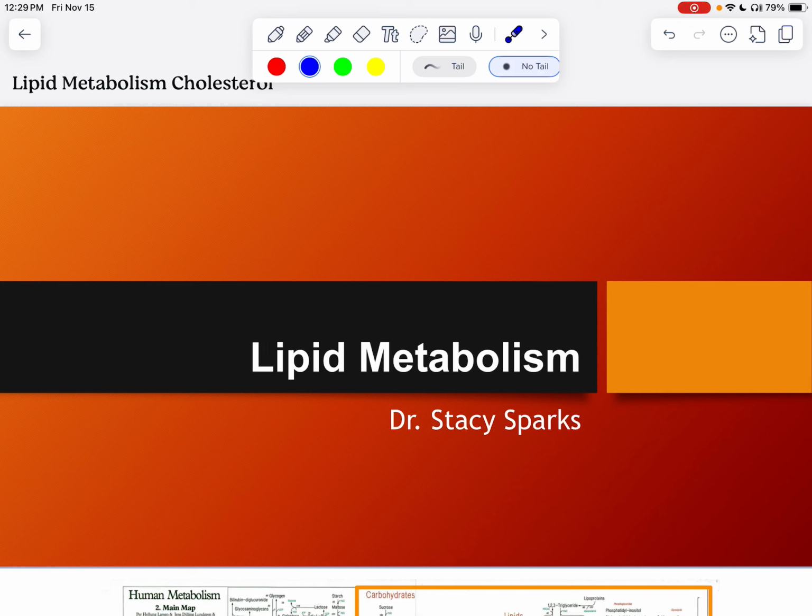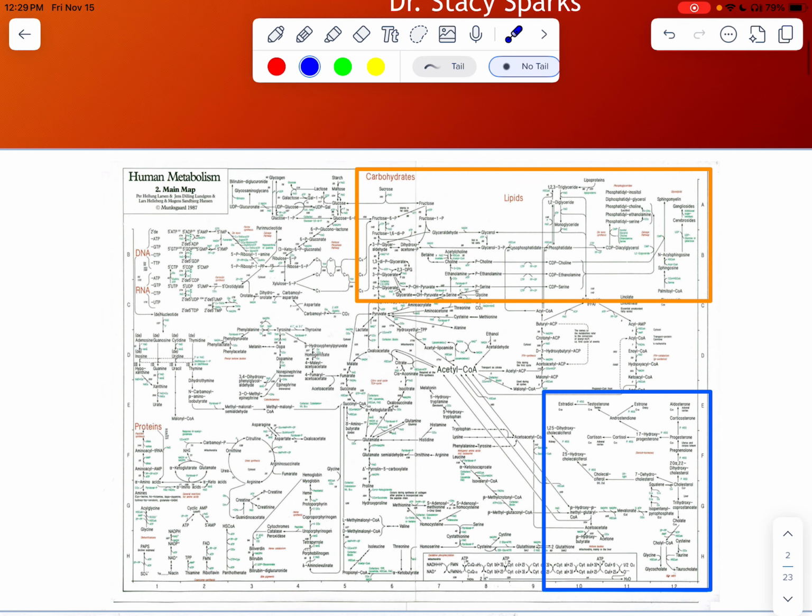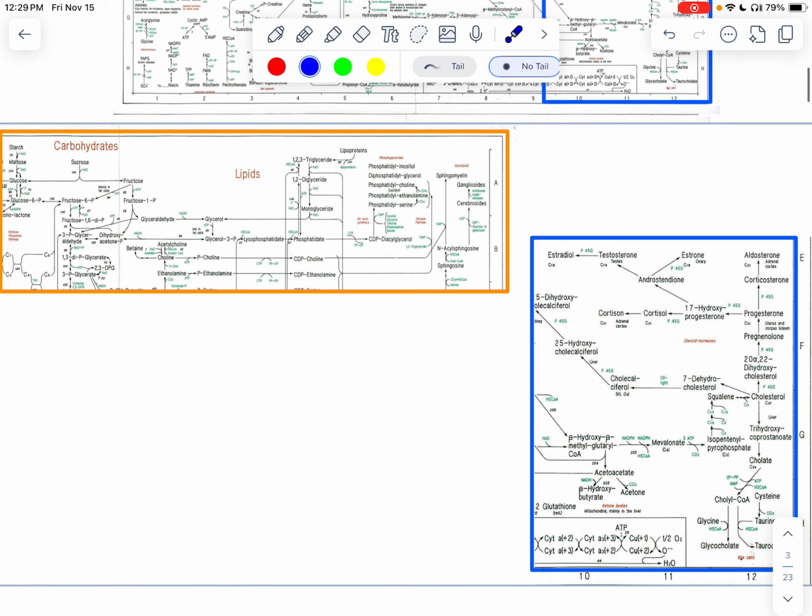Welcome to our final video on lipid metabolism, and in this video we're going to focus in on membrane and storage lipids and cholesterol. So if we take a look at our metabolic map, we're really looking at these two areas in orange and blue, and I've blown them up a little bit right here. So the orange are the membrane and storage lipids, and the blue is the cholesterol.